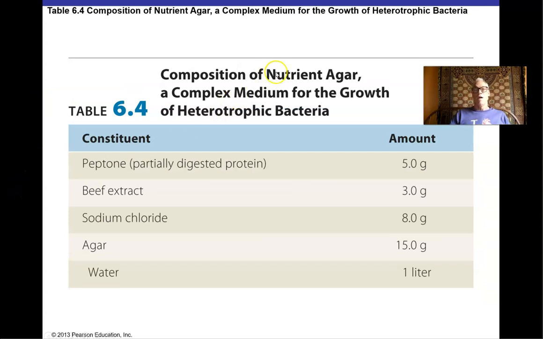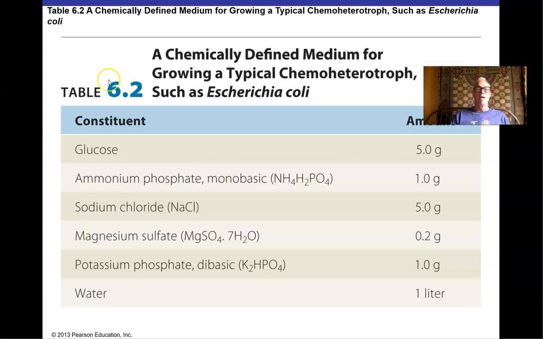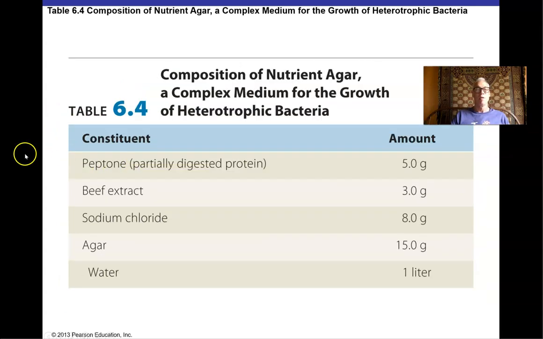Well, nutrient agar is a complex medium in agar that allows virtually any bacteria to grow on there. Not all bacteria have all the tricks that E. coli do. Not all bacteria can produce all the biomolecules that they need from glucose as a starting material.